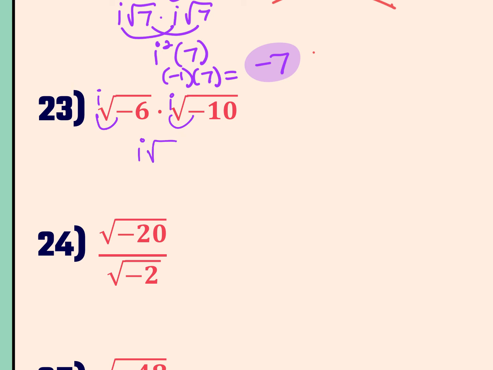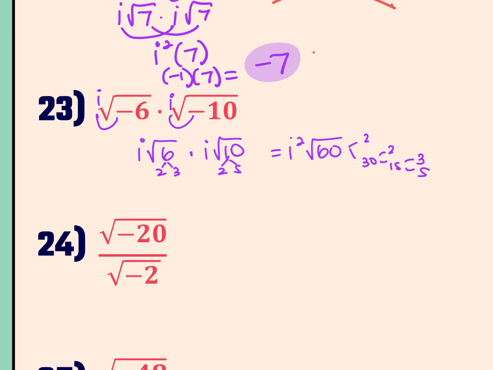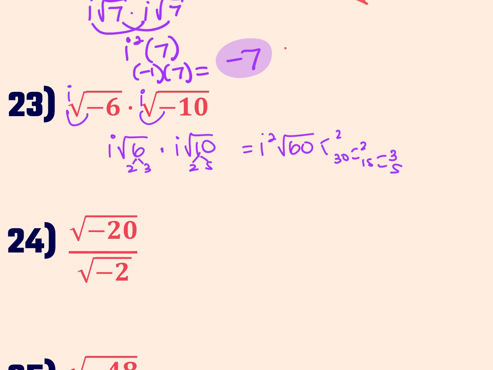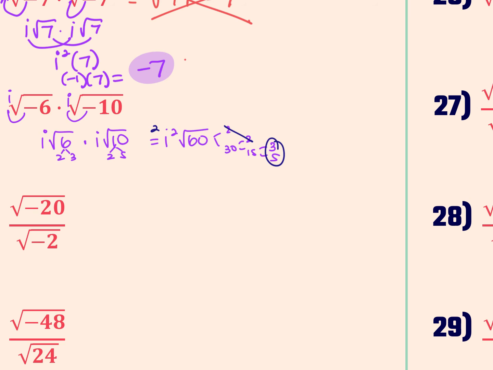and I get i square root 6 times i square root 10. i squared times the square root of 60, which you can try to break down: 2, 30, 2, 15, 3, and 5. You could have also kept them separate here and combined them underneath the square root to save you that 6 times 10 step. I can take out a pair of 2's, 3 and 5 stay underneath. The i squared becomes negative 1, so I end up with negative 2 square root 3 times 5, which is 15.